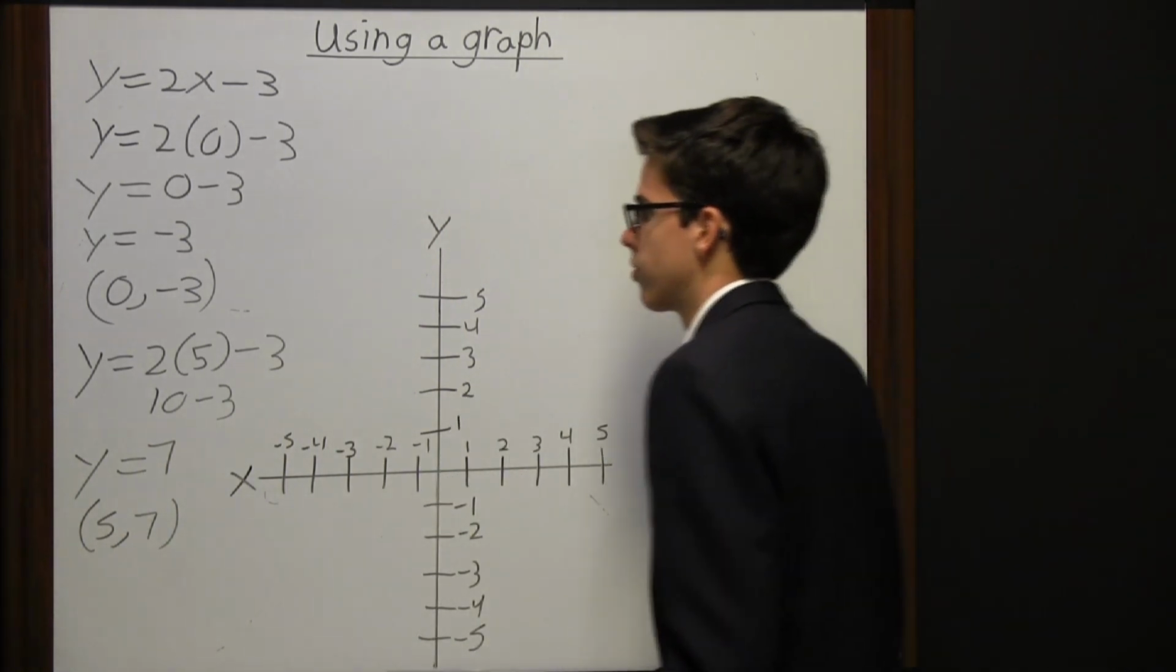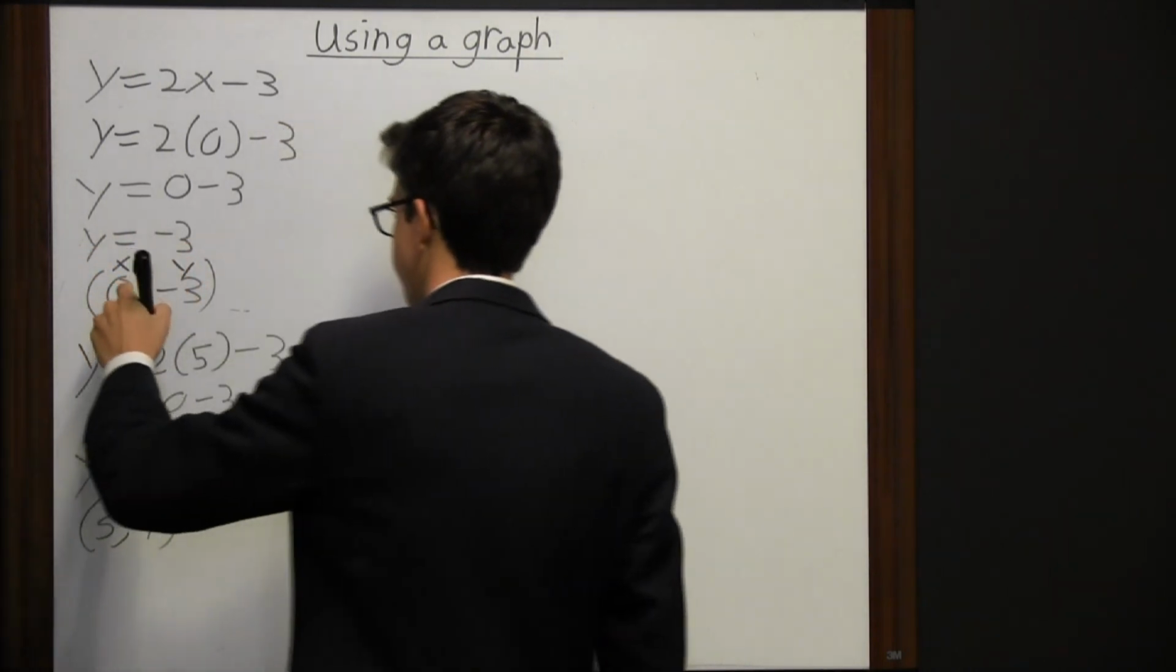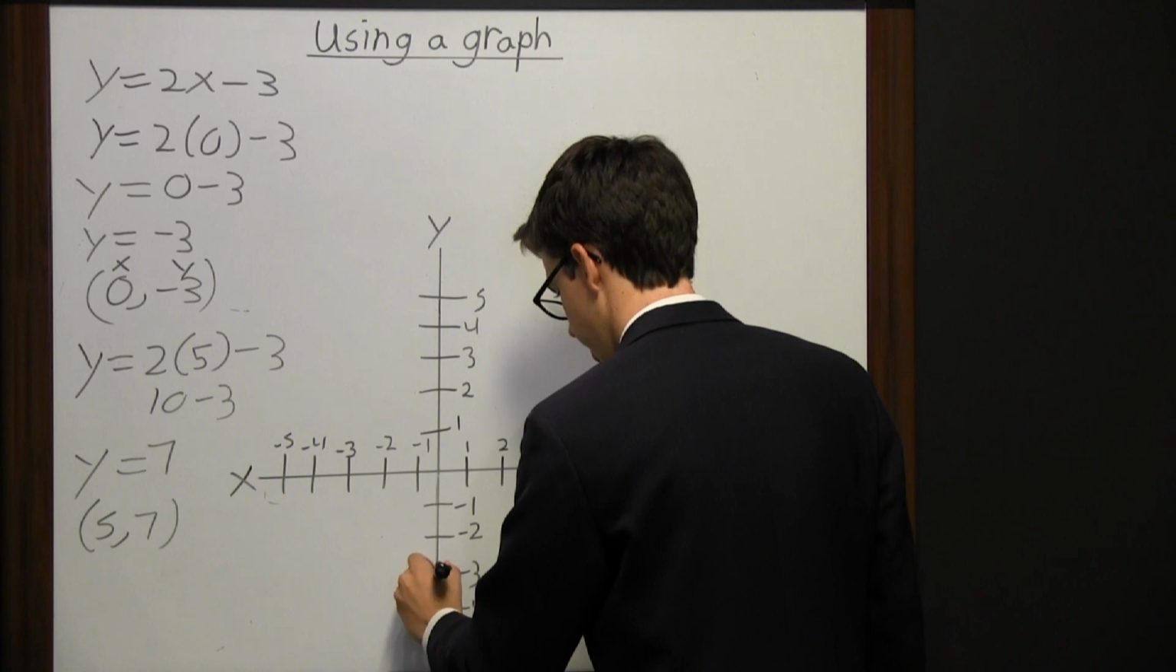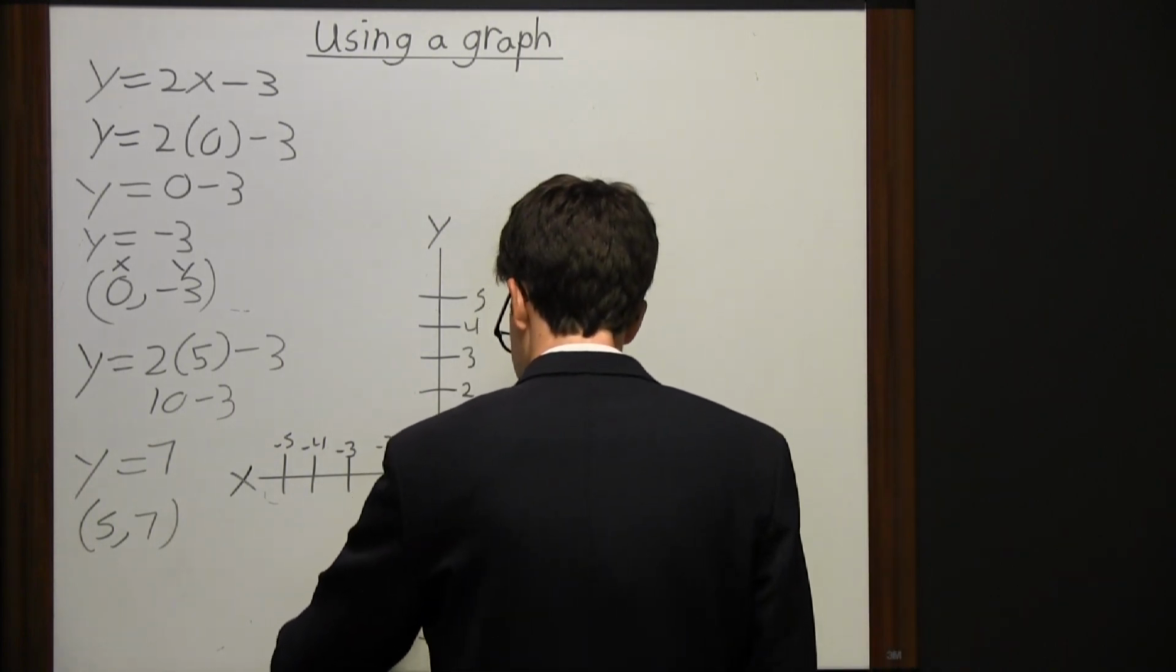So first, we're going to take a look at this coordinate right here. So we have the x-coordinate and the y-coordinate. So we find x first, which is 0, so we're right here. Then we go down to -3 and draw a dot. And I'm going to go ahead and put the coordinates right there.